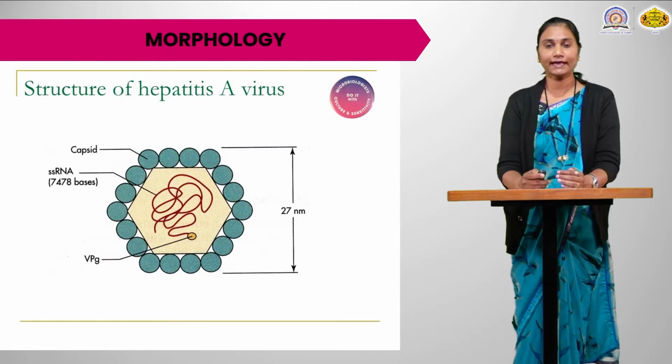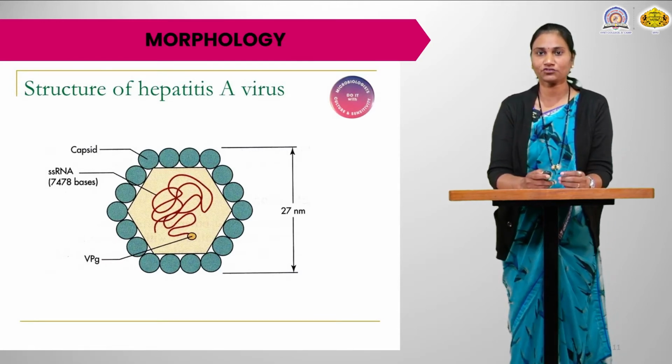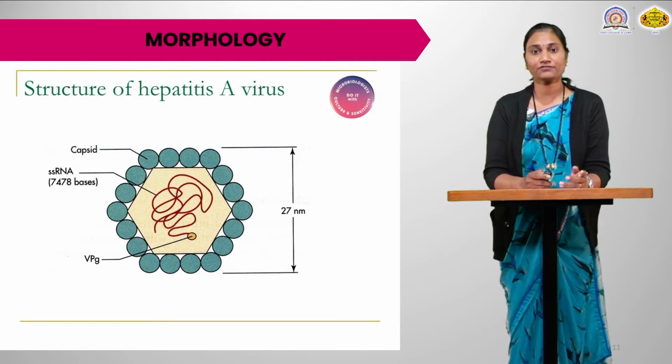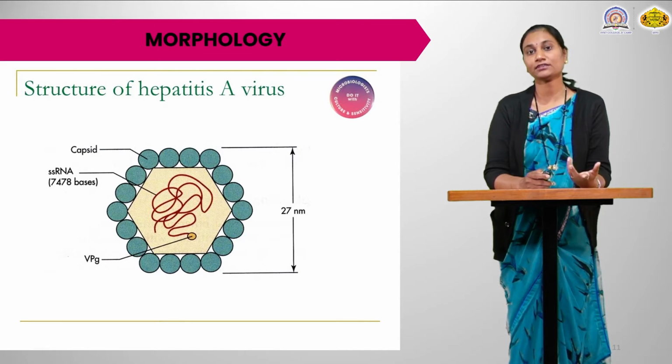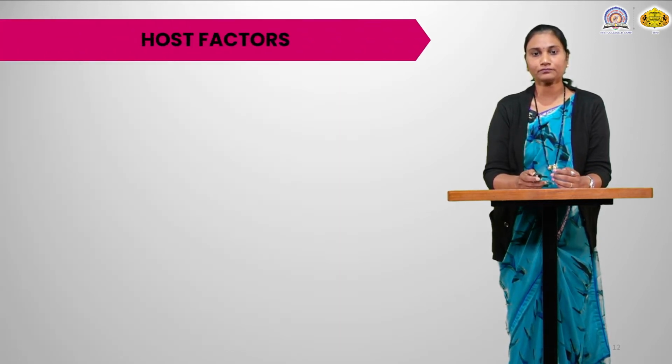This is the diagrammatic representation of hepatitis A virus. You can see the presence of the capsid. This virus is non-enveloped, so the envelope is not present. The external most part is the capsid. There is a single-stranded RNA and associated proteins.